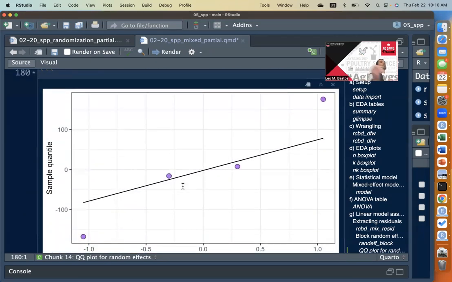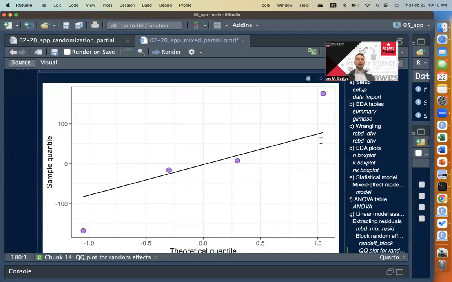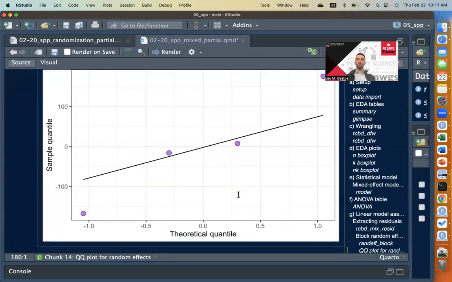Again, we have only four blocks, so it's really hard to have strong evidence either that we are fulfilling or not fulfilling the assumptions here. With only four points, it's hard to really calculate a normal distribution, but it kind of seems like it's okay, right? It doesn't seem like a terrible departure from the theoretical line that we're comparing to.